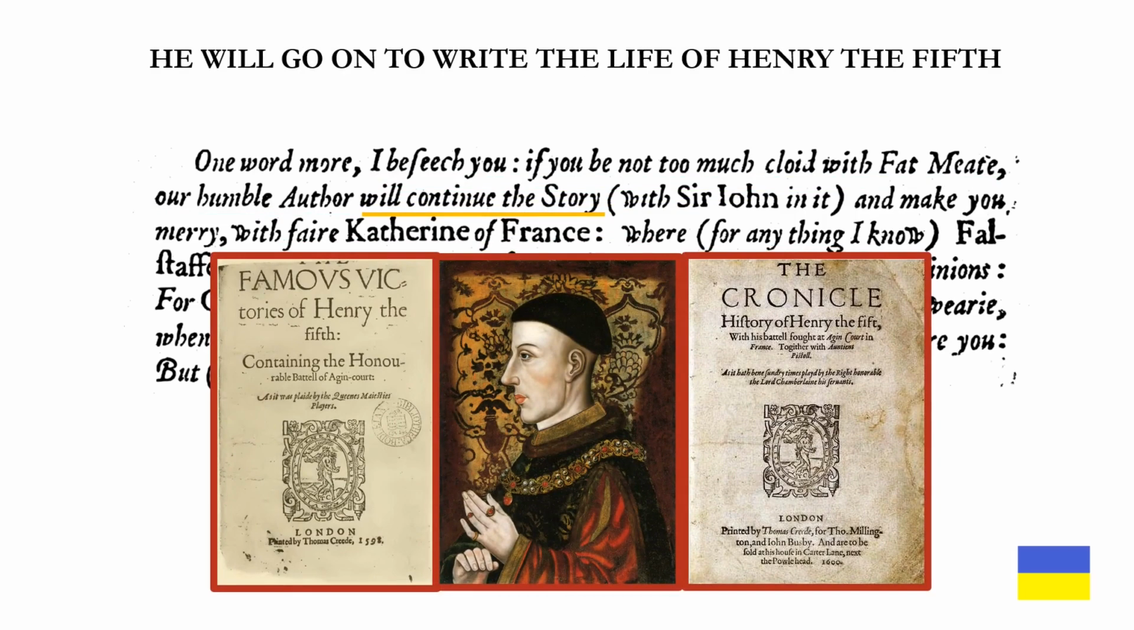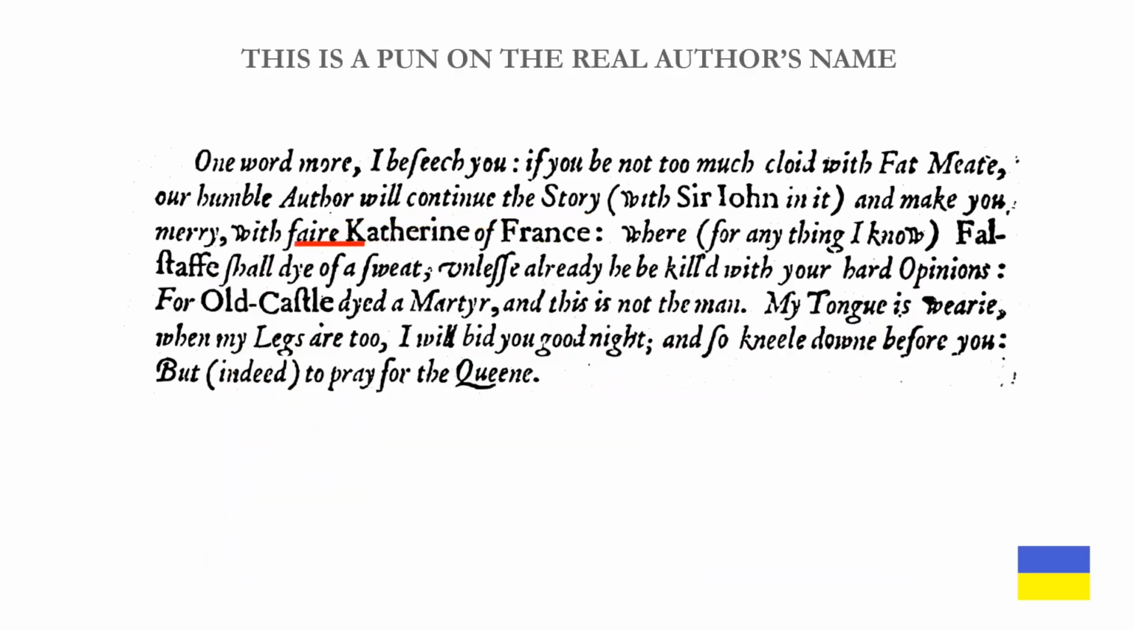But in this little part of the speech, he says he will go on to write the life of Henry V, either The Famous Victories of Henry V or The Chronicle History of Henry V, which both are part of the Henry trilogy before it became the Henry trilogy. And the word "fair" in line 3 is a pun on the real author's name, but we are ahead of ourselves.